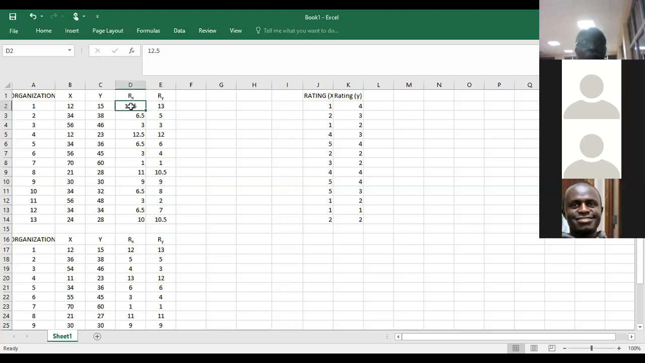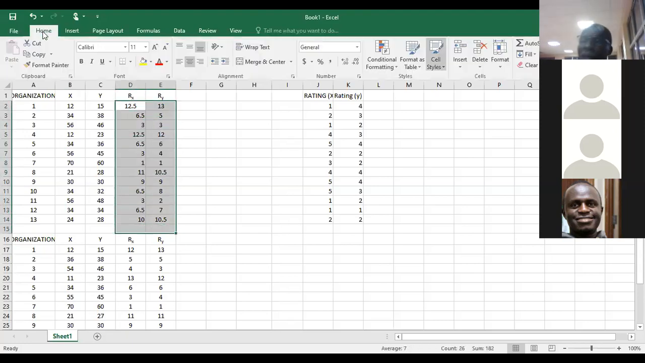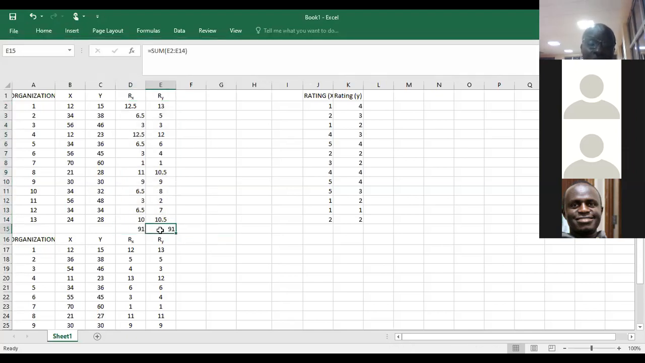How do you confirm these are correct ranks? You add them. And they need to be equal. 91, 91. You see, for the same data sets, the ranks will have the same total. This is 13. There's a reason why. I can tell you the reason why, but I don't want to go into the mathematics behind this. So this is correct.